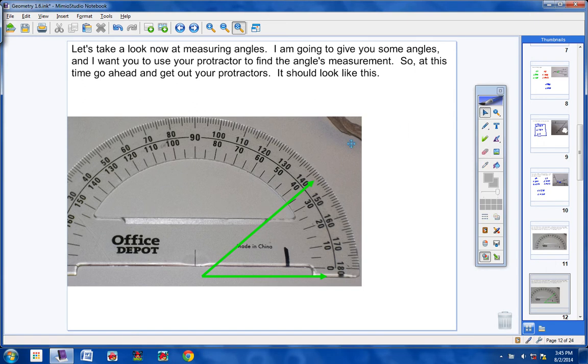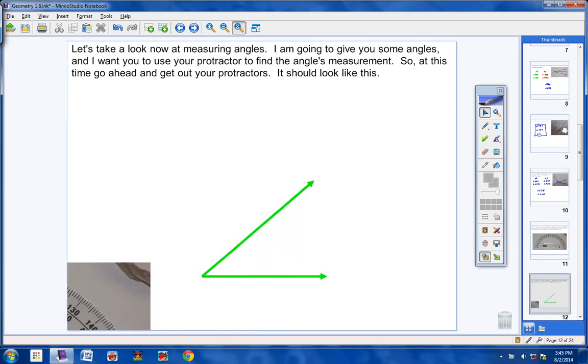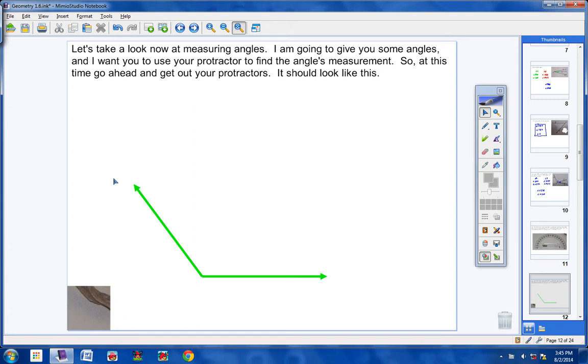Okay, in your notes, I would like you to draw another angle and just make it look approximately like this. It's not going to be exactly like mine, but just make it approximately. That looks good right there. Okay, so remember, since we're not all using the exact same angle, then you might get out a little different measurement than what I'm getting, and that's totally fine, okay? Not a big deal. All right, here's the angle I would like you to measure, so you can work ahead or you can watch me, all right?